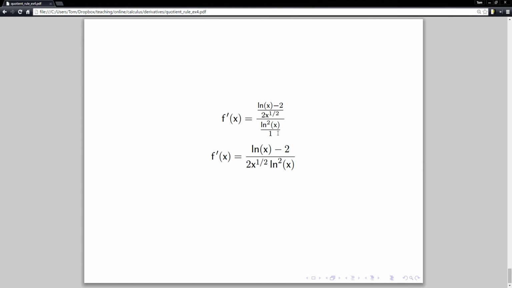So I would flip this one over, and that 1, when I flip it over, would multiply times the top, ln x minus 2, and then the ln squared x would be on the bottom, and I would multiply that out. And so I would wind up with the ln x minus 2 on the top, and the 2x to the 1/2 times ln squared x on the bottom. Now this is not a complex fraction anymore, and it's about as simple as I can get it.